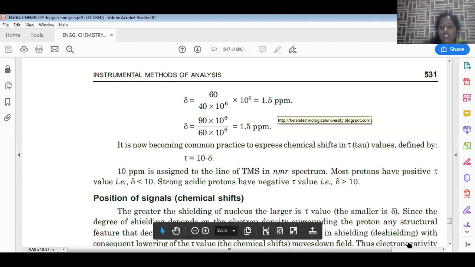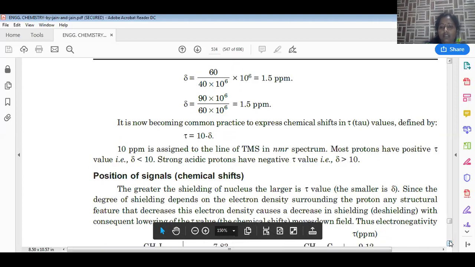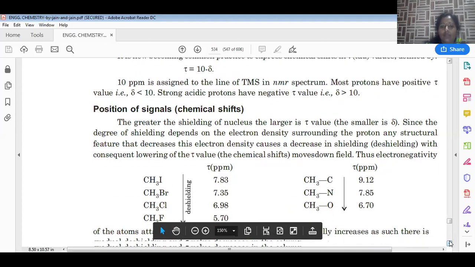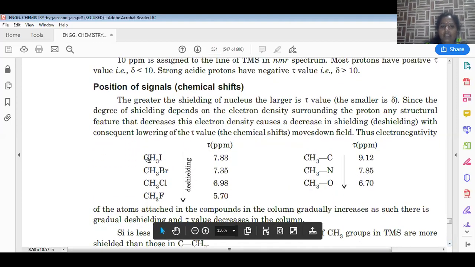So, the position of the signals in NMR spectroscopy: when we take the same compound having different functional groups, the values vary based on their electronegativity.